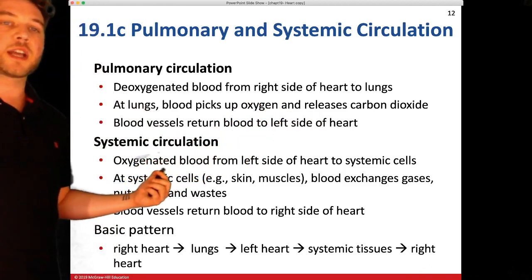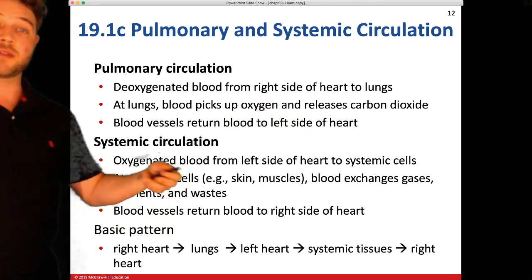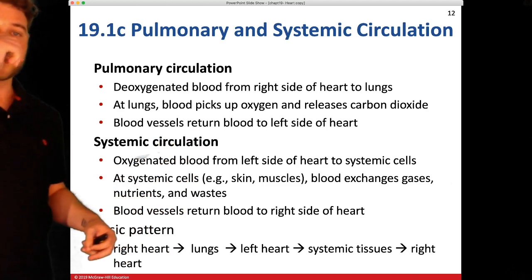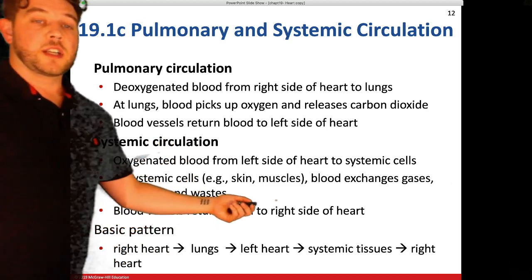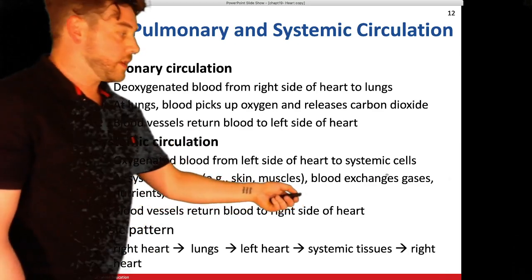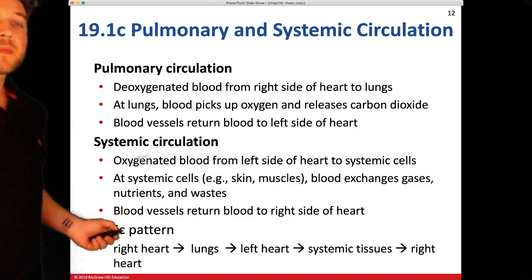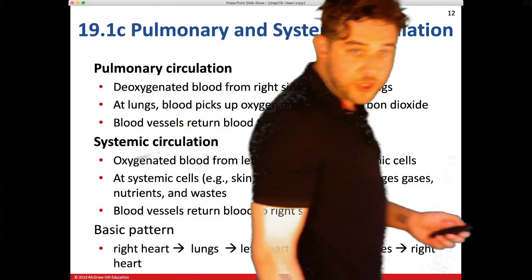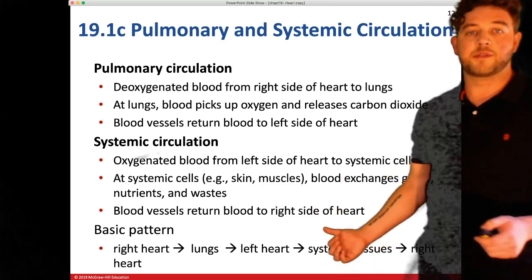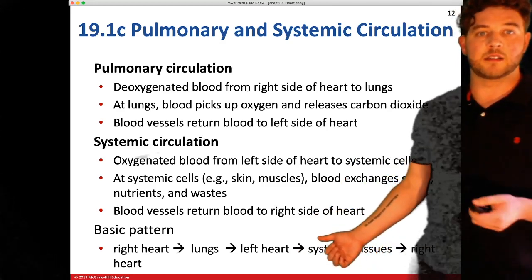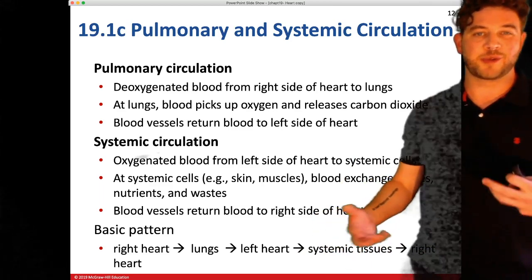The systemic circulation carries oxygenated blood from the left side of the heart to systemic cells, meaning the body tissues, your arms, legs, organs, all those. At the systemic cells, blood exchanges gases, nutrients, and wastes. Your blood vessels return blood to the right side of the heart, which is full of carbon dioxide and less oxygenated. But again, it does not offload all of its oxygen. It offloads about 25% of its oxygen.